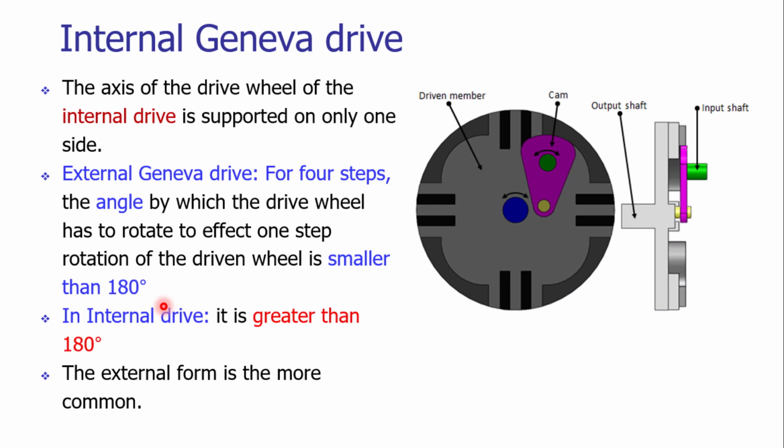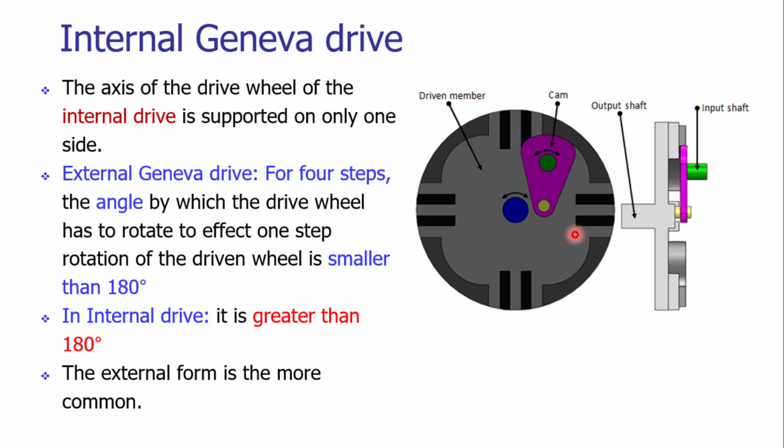So what I'm saying here, the angle by which the drive wheel has to rotate to effect one step rotation of the driven wheel is smaller than 180 degrees, but in internal drive it is greater than 180 degrees.